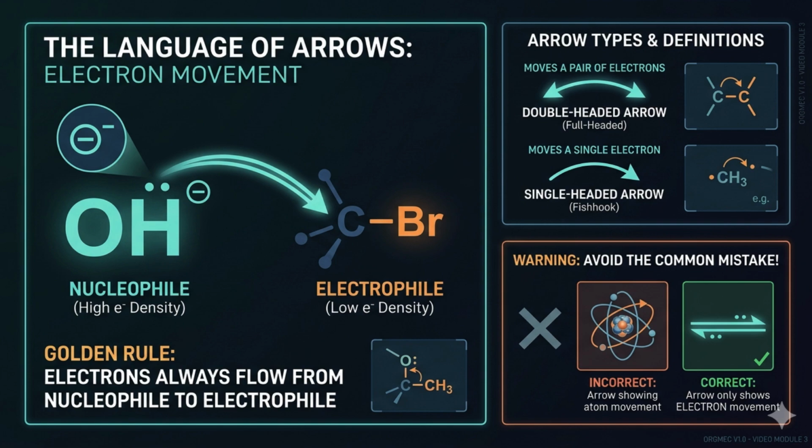Finally, let's avoid the mistake that trips up almost every student. Look at the warning box. In chemistry, our arrows show where the electrons go, not where the atoms go. Even though it feels like the atoms are moving, the arrow's job is to track the invisible flow of charge.